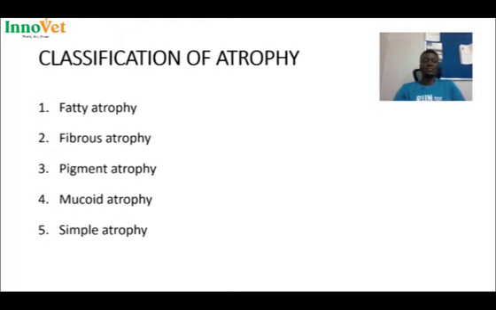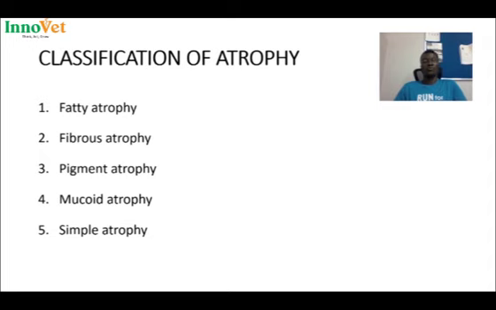Now, what are the classifications of atrophy? In atrophy, the other thing to note is that the cells will become small, they will shrink in size, but in so doing, they can even disappear entirely. So all these types of atrophy depend on what tissues are replacing these lost cells, as we shall be seeing in the appearance of the atrophic tissues or organs. So one is the fatty atrophy, where the lost cells are being replaced by the adipose cells or tissues.